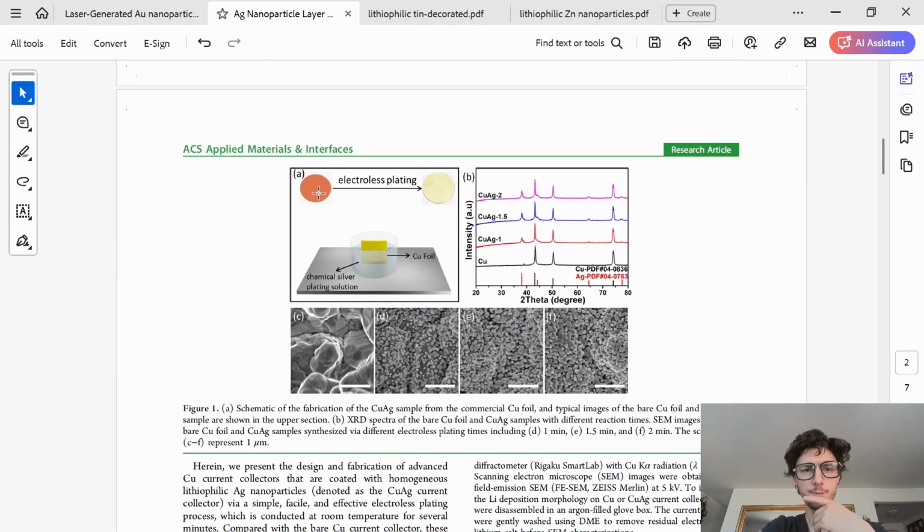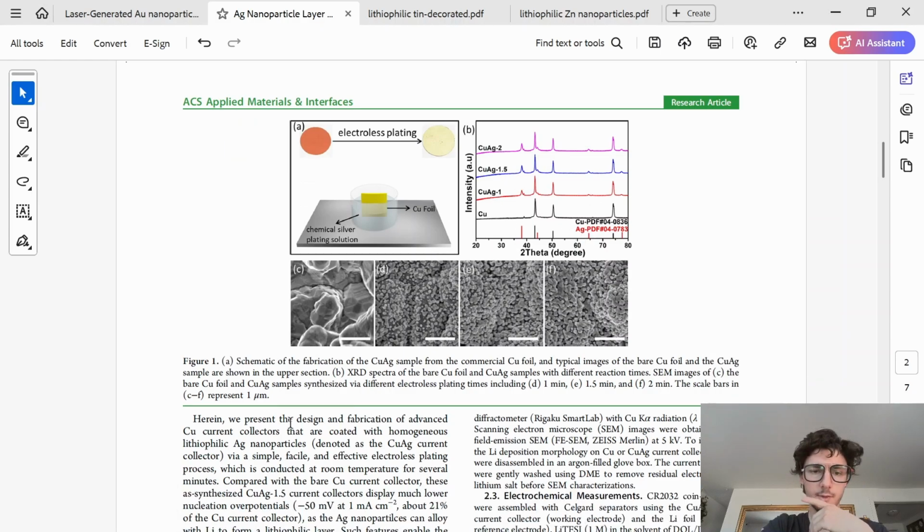Introduction, you can read this if you wish. Electroless plating. Chemical silver plating solution, copper foil. Then we got some XRD graphs here. Schematic of the fabrication of the copper silver sample from a commercial copper foil, and typical images of the bare copper foil and the copper silver sample are shown in the upper section. So bare copper with the silver added on it. XRD spectra.